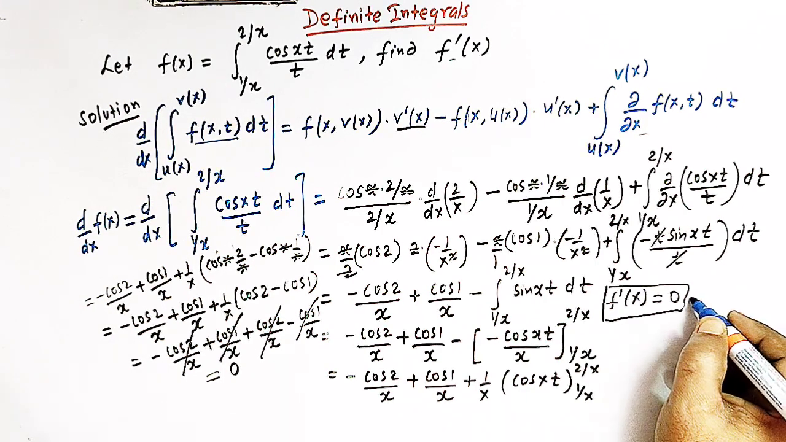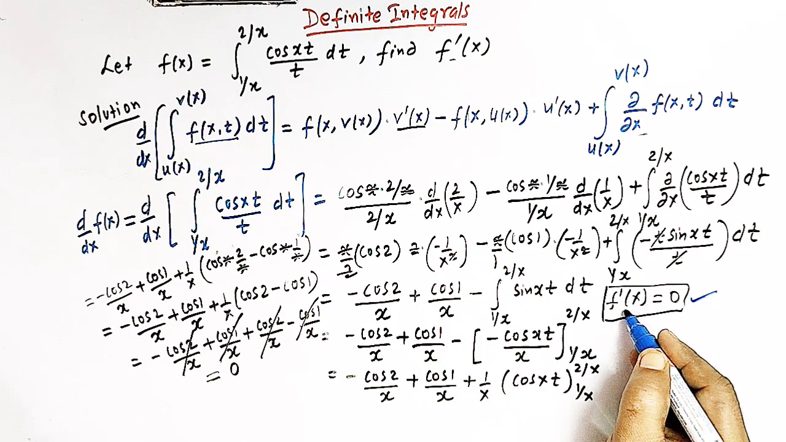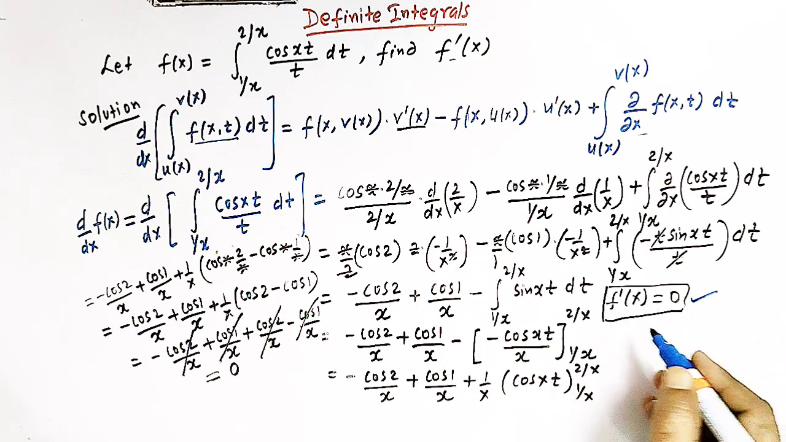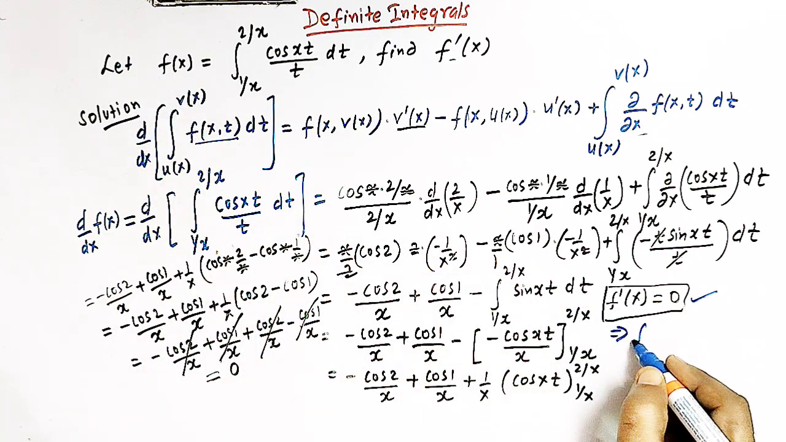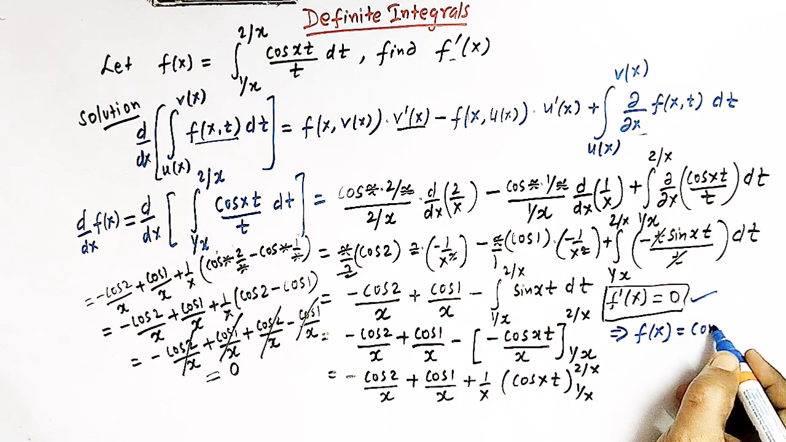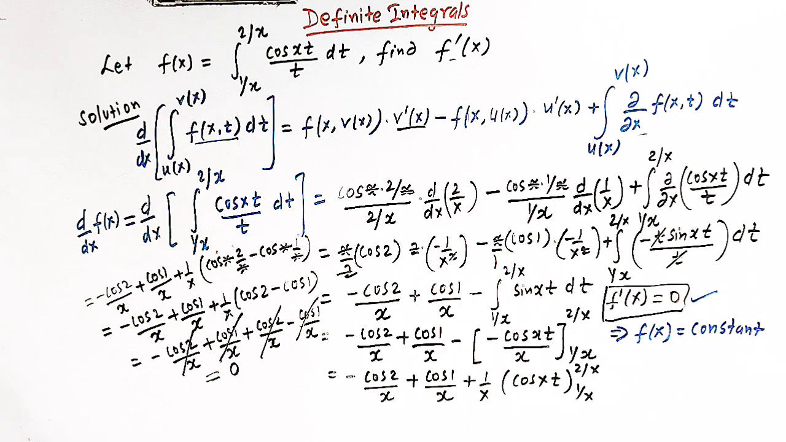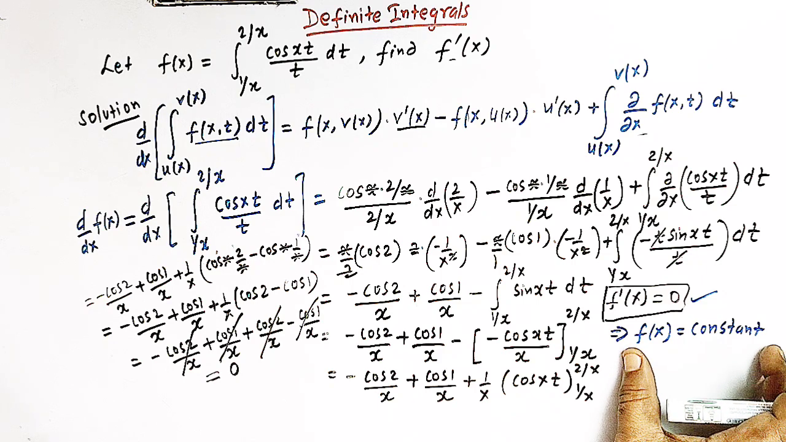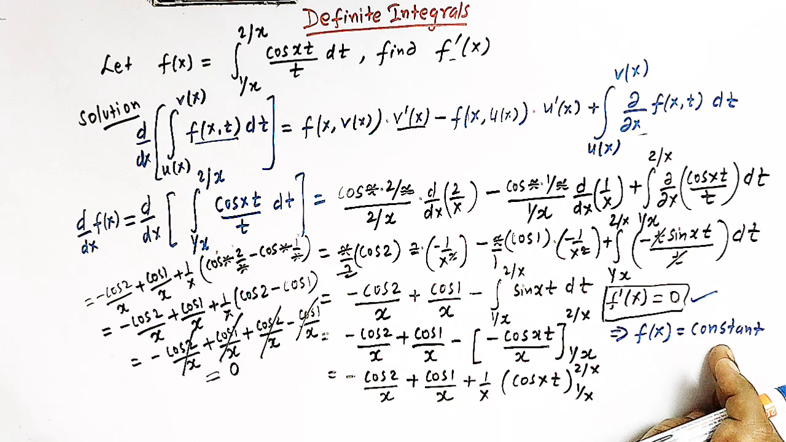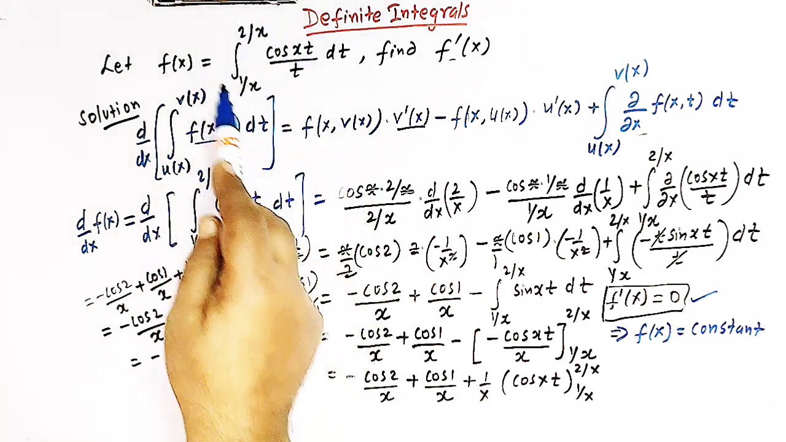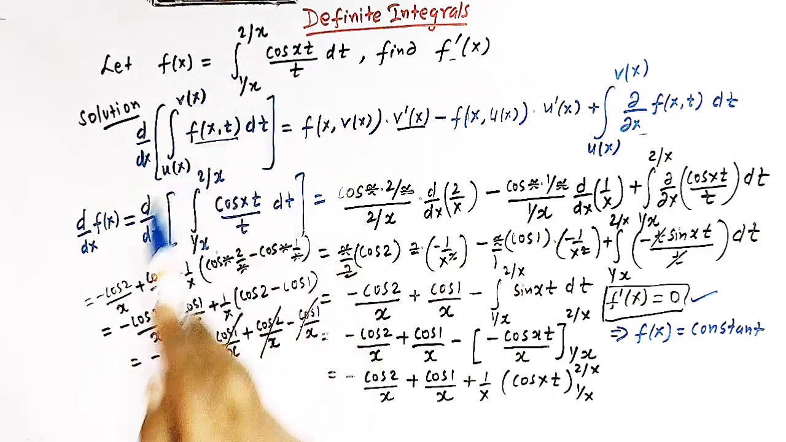So now from this equation, this is a differential equation, and we can easily conclude that when the derivative of f of x is 0, then this implies that the function f of x is a constant function, right? Because the derivative of a constant function is 0, so our function f of x is a constant function. So f prime of x is equal to 0 gives us f of x is equal to a constant. So this is how by making use of the concept of Leibniz integral rule, we can easily find out the derivative of these kind of integrals.